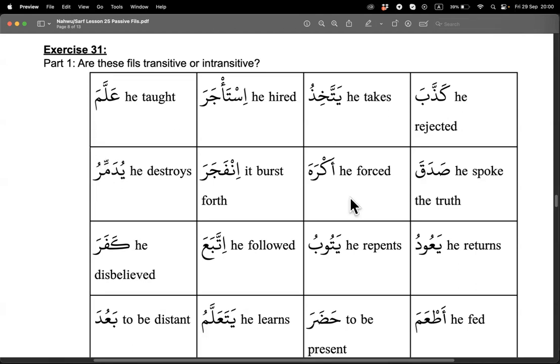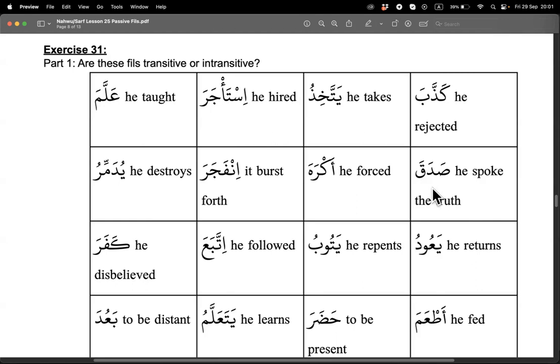So from this figure, let's see which is transitive and intransitive. Okay, كذب. This one is transitive. Yes, good. Next one, يتخذ. This one is transitive. Good. استأجر. This one is transitive. علم. I believe this one is transitive. Yes, correct. Good.